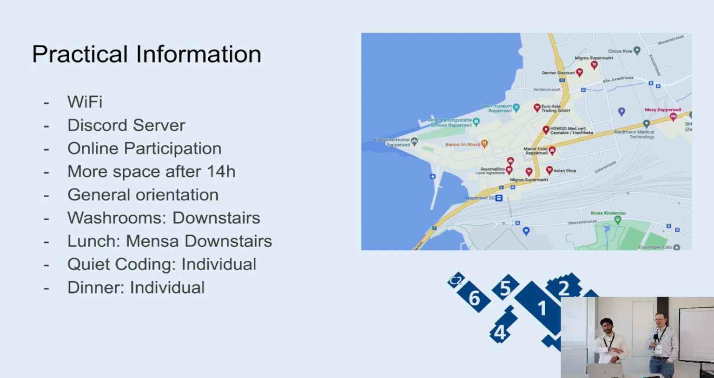So some practical information before we start. I guess all of you have already seen the Wi-Fi password, so I don't need to talk about how that works. There's that thing there, and there's one in the corridor as well, in case you need it again. Discord server, David's going to talk about that soon. Online participation, David's going to talk about that as well.